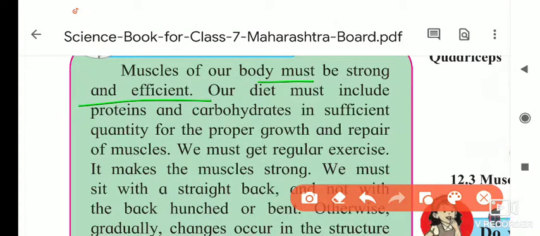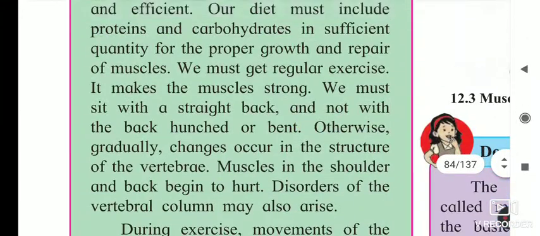Muscles of our body must be strong and efficient. Our diet must include protein and carbohydrates in sufficient quantity, means our diet must have proteins and carbohydrates in sufficient quantity. Okay. For the proper growth and repair of the muscle, we must get regular exercise. We have to do regular exercise also. It makes the muscles strong.